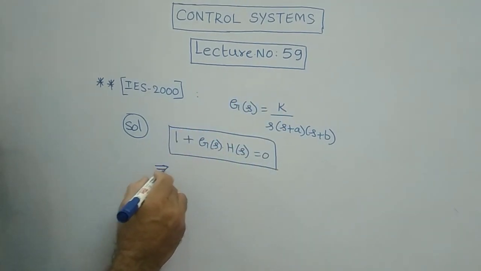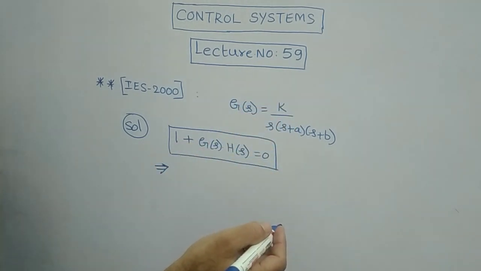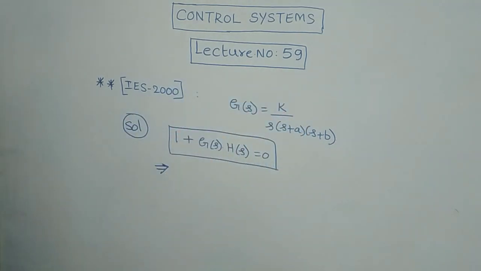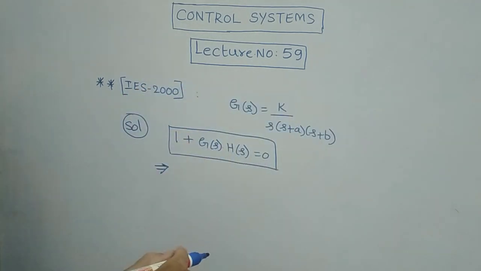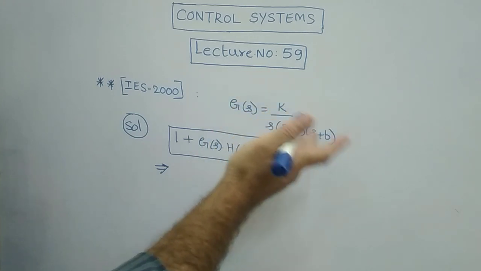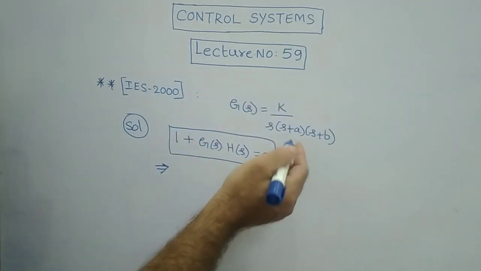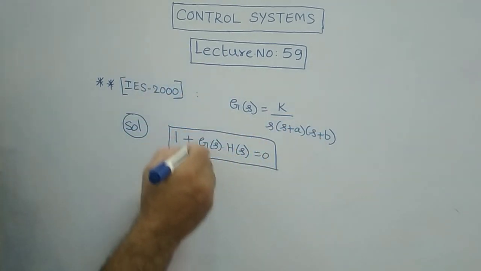And remember that the given transfer function is for a unity feedback control system. It is the open loop transfer function with negative, unity feedback, as stated in the problem. I am not writing every descriptive part here because of the time. So for unity feedback, your H of S value becomes 1. Then this is the characteristic equation.